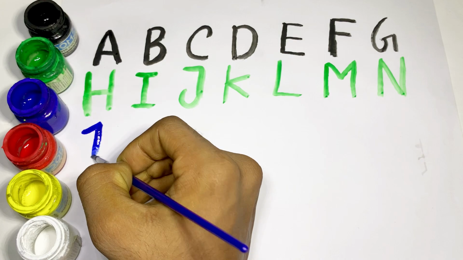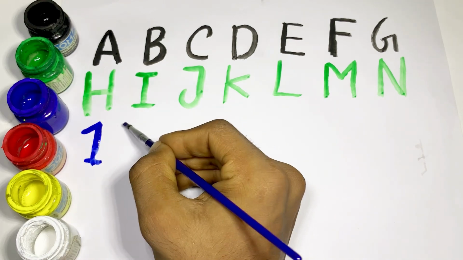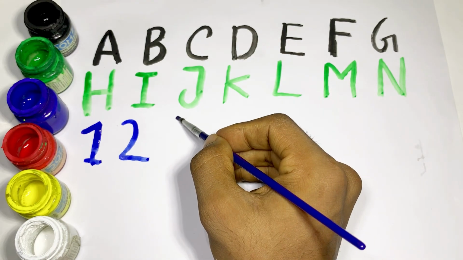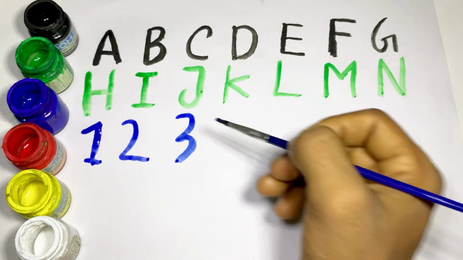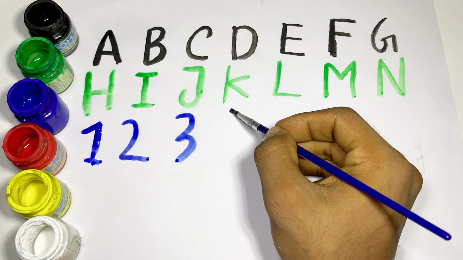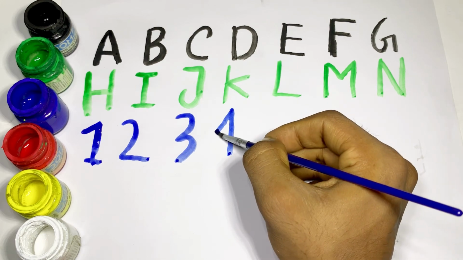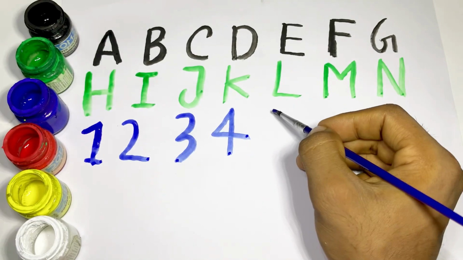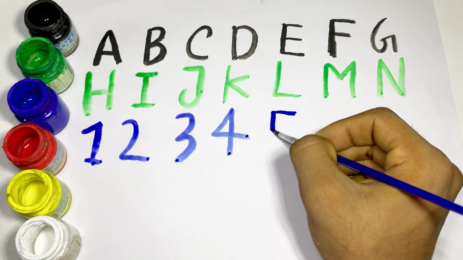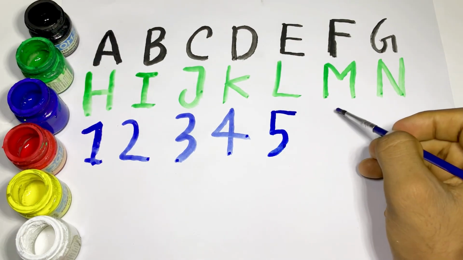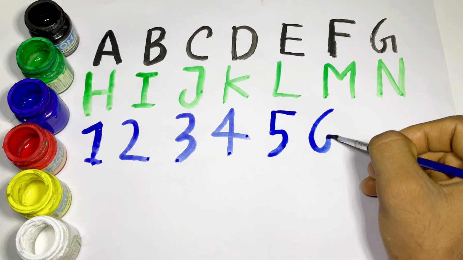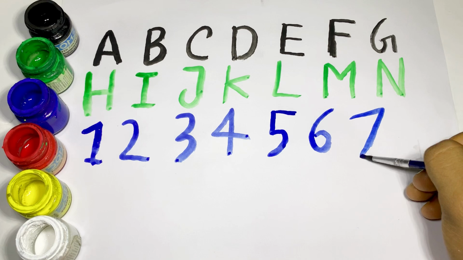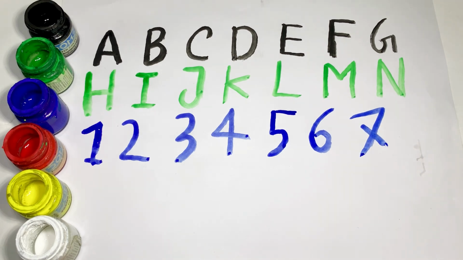O N E, 1. 2, T W O, 2. 3, T H R E E, 3. 4, F O U R, 4. Kids, again use blue color and draw. 5, F I V E, 5. 6, S I X, 6. 7, S E V E N, 7.